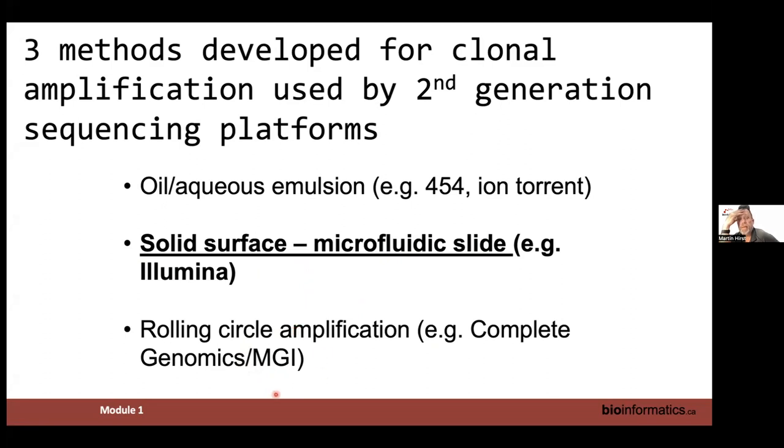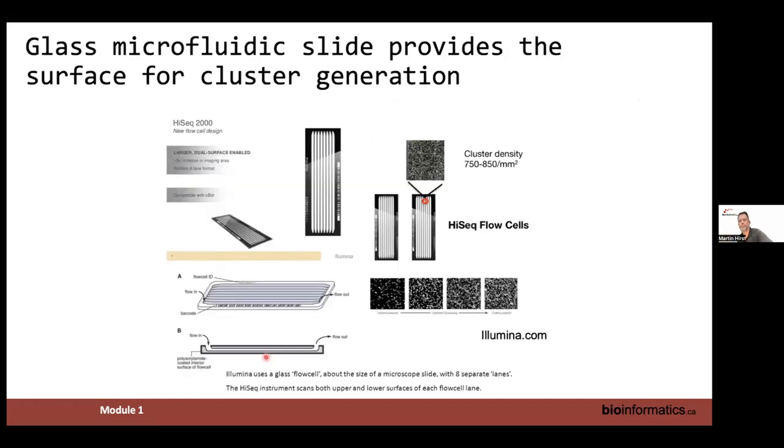And then finally, rolling circle amplification, which was initially developed by Complete Genomics and has been advanced by MGI or BGI for the MGI systems, where instead of using a solid surface, we essentially circularize your ChIP-seq experiment and then use a rolling circle amplification to generate clonal copies of the initial fragment.